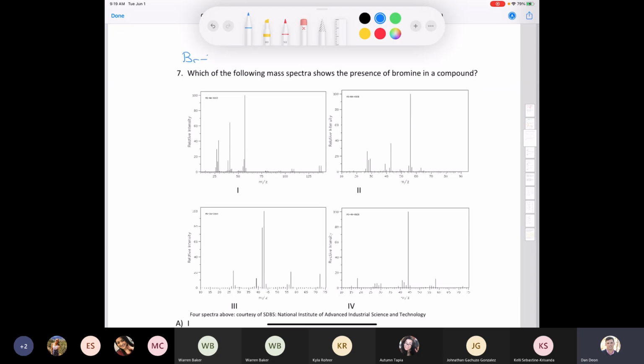We have bromine-79 and bromine-81. They are in a relative abundance of 51 to 49%, which is the same as, or pretty close to, a 1-to-1 ratio is what we should see for our molecular ion and our M+2 ion.